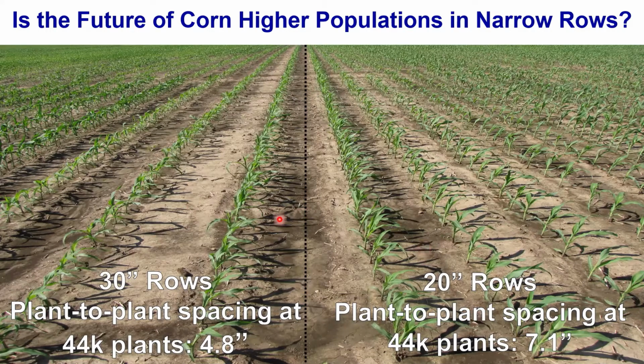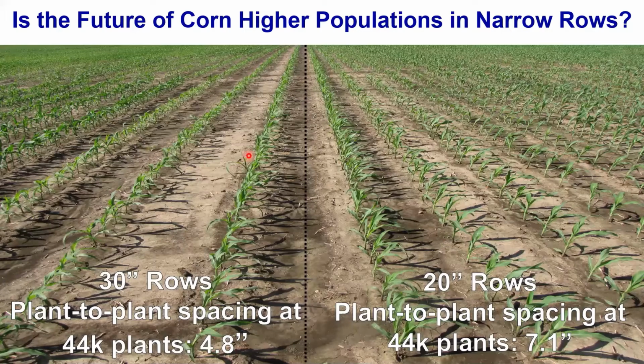Now, when I keep density the same, but I put more rows out there and divide the plants across more rows in an acre, I actually increase the plant-to-plant spacing within the row. So here we have 4.8 inches between plants within the row, and here we have 7.1 inches between plants within the row. And so when we space those plants out, we actually gain some of that root mass back. The other big advantage that we've seen with narrow row corn is light interception.